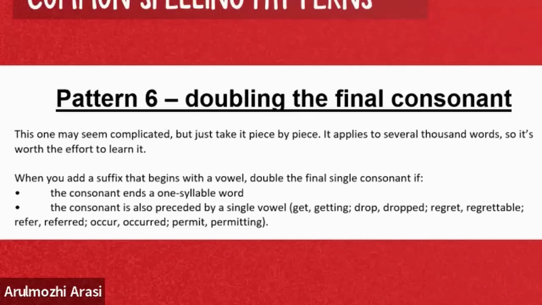And refer. F is the stressed syllable. Occur. K is the stressed syllable. Permit. Mid is the stressed syllable. So in all of these words, we double the final consonants.